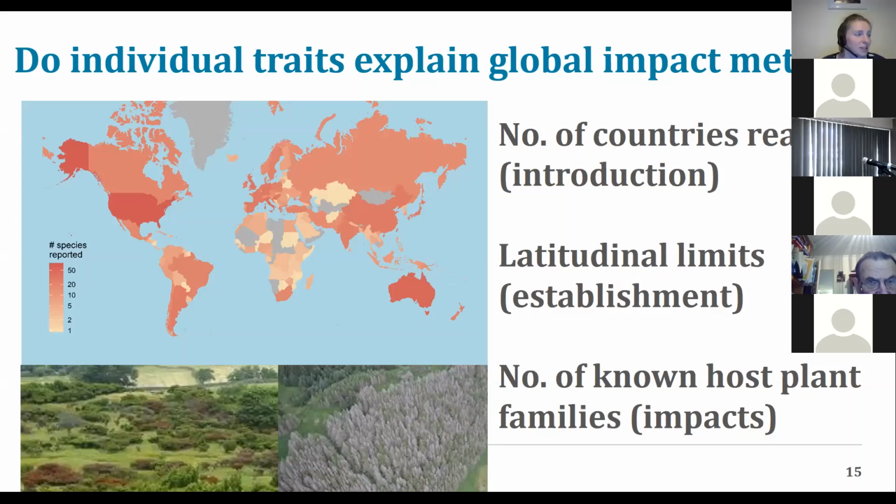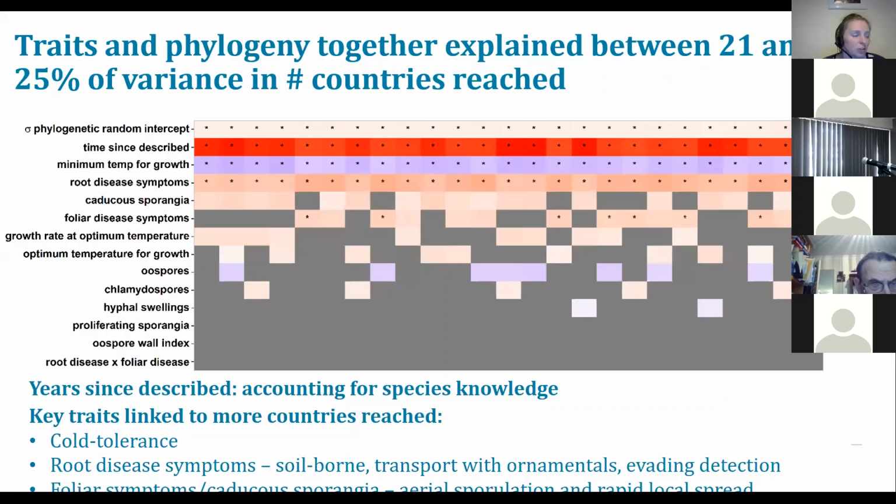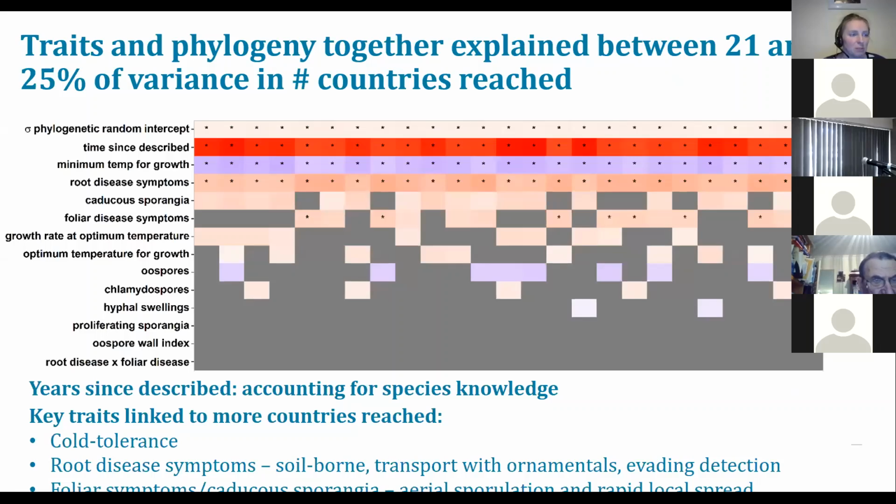And so these are some results for models linking traits to the number of countries reached. Phytophthora species traits and phylogenetic position explain between 21 and 25% of variance in the number of countries reached by those species. We used a model comparison approach here, where we fitted a model for every possible combination and subset of the trait predictors. The reason for doing that is it's a good way of dealing with any collinearity between traits, because it allows you to see whether including or excluding other traits from the models changes the effect of the focal trait that you're interested in.